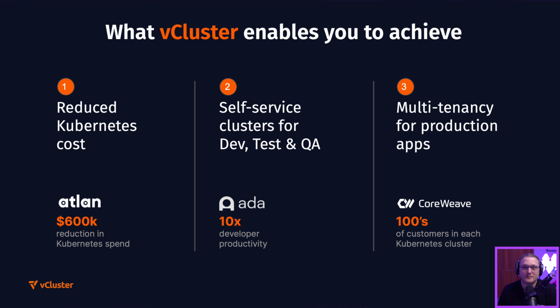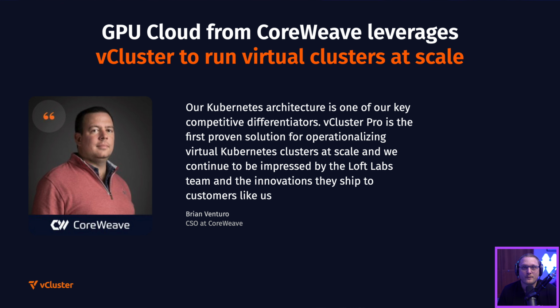I'll link that in the description below in case you want to find out more about what they're doing with vCluster. The GPU cloud from CoreWeave leverages vCluster to run virtual clusters at scale. And here's a quote from the CSO at CoreWeave: Our Kubernetes architecture is one of our key competitive differentiators. vCluster Pro is the first proven solution for operationalizing virtual Kubernetes clusters at scale, and we continue to be impressed by the Loft Labs team and the innovation they ship to customers like us.